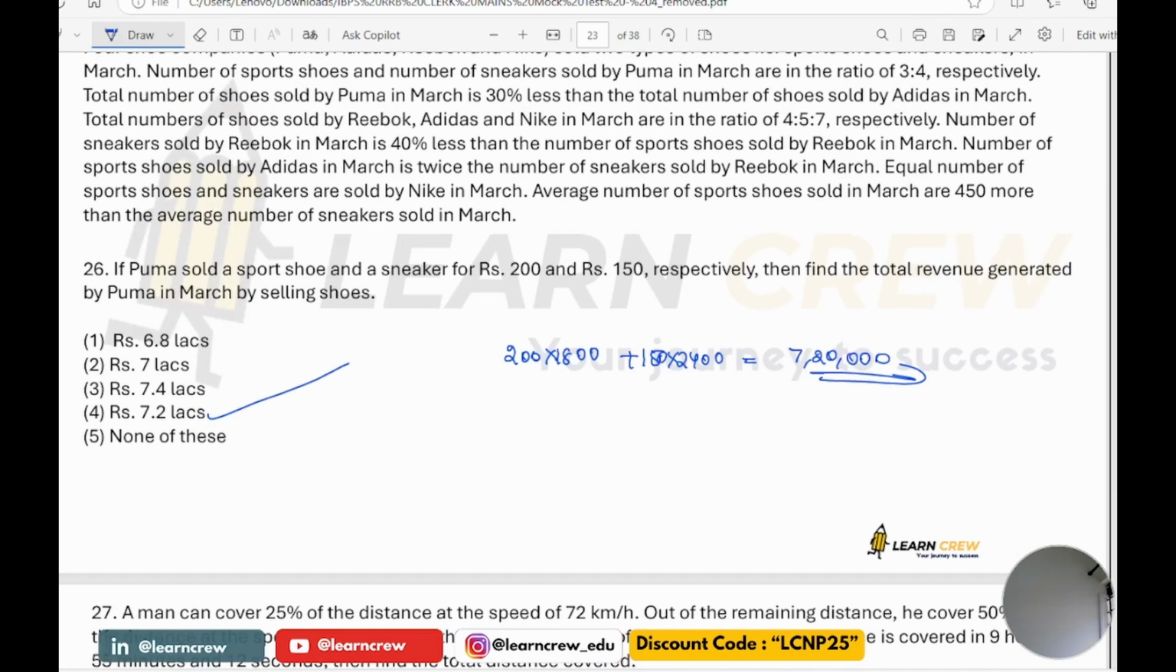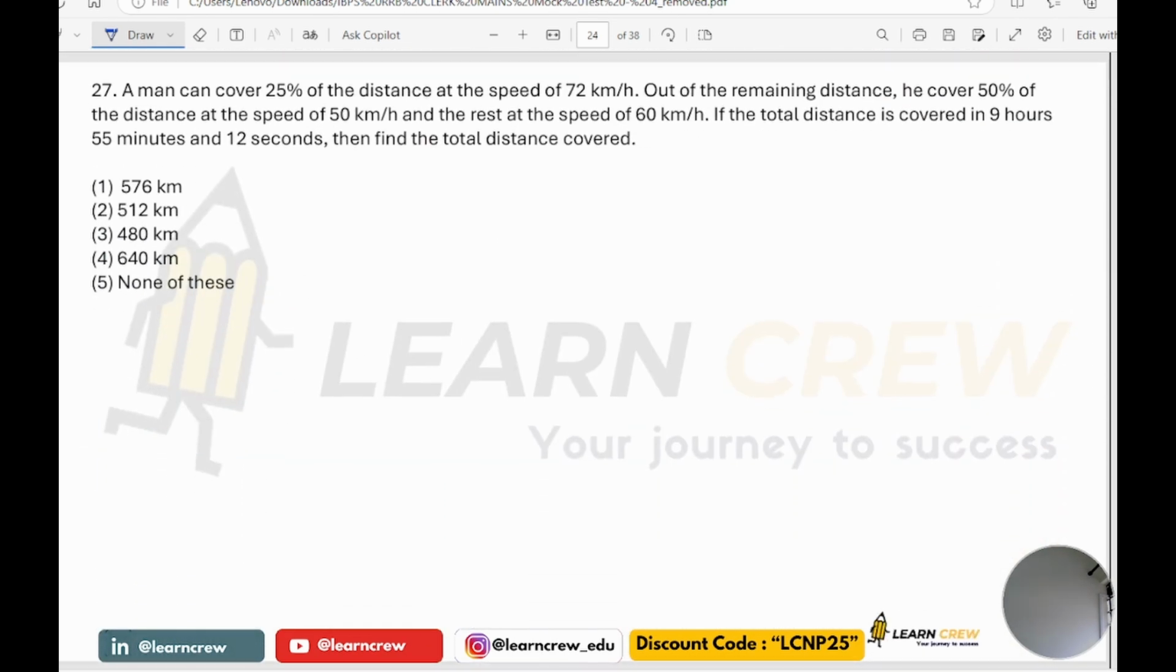Question number 27. A man can cover 25% of the distance at the speed of 72 km per hour. Out of the remaining distance, he covers 50% of the distance at the speed of 50 and the rest at the speed of 60 km per hour. The total distance is covered in 9 hours, 55 minutes and 12 seconds. Find the total distance covered.